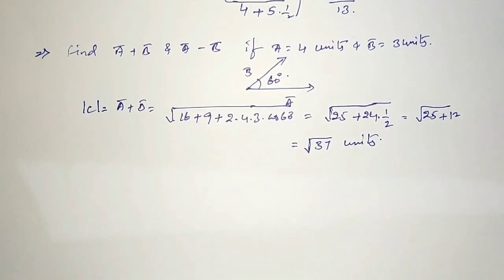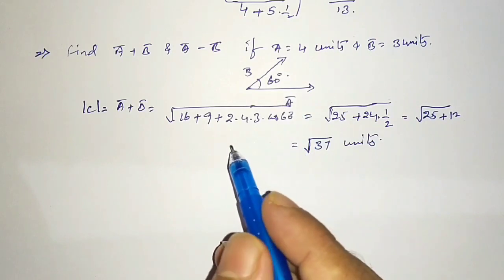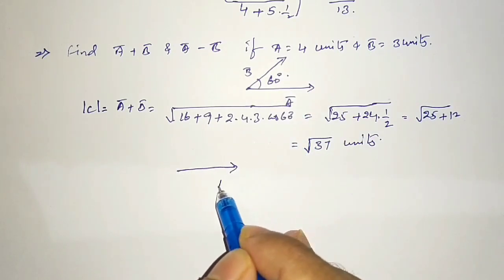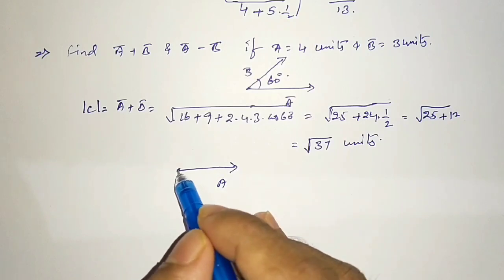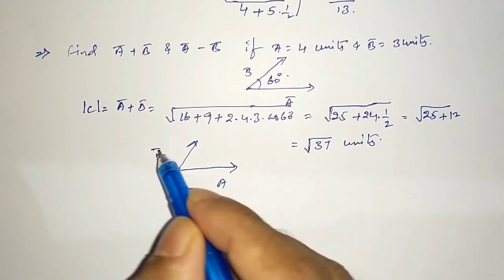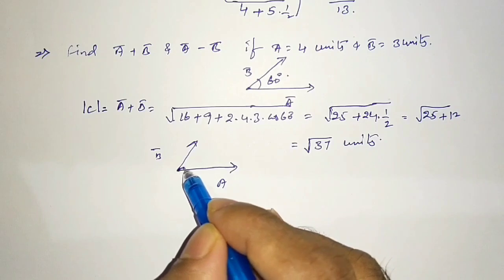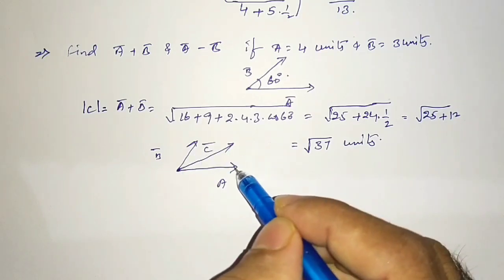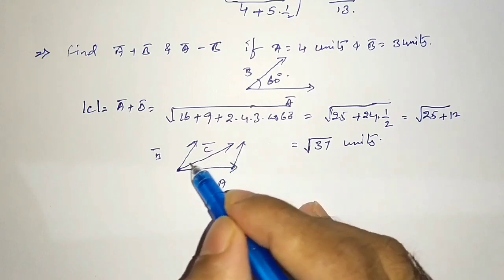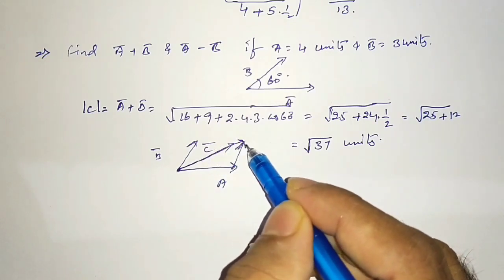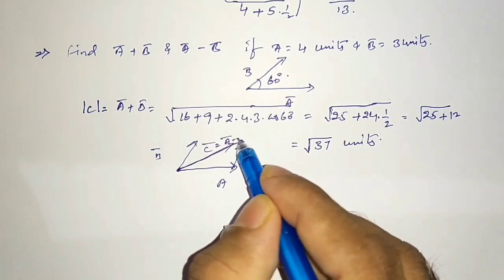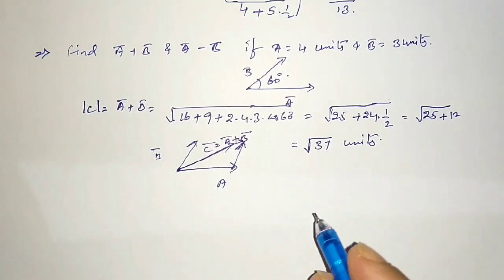This is a plus b vector's magnitude, right? How will be the a plus b vector magnitude? Resultant of a plus b will be how? This is a and this is b. Resultant is this. Am I correct? Or else you can draw vector b here, so that this will be the c value. This is c is equal to a plus b, right?